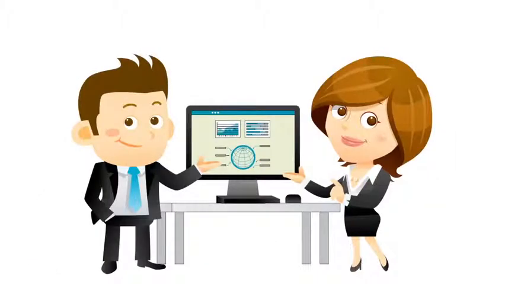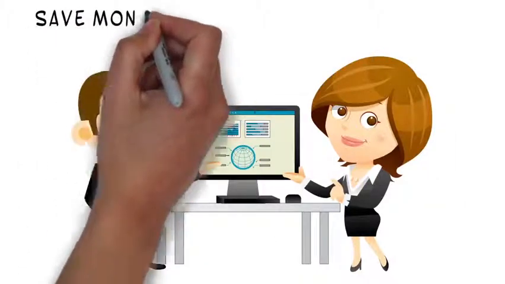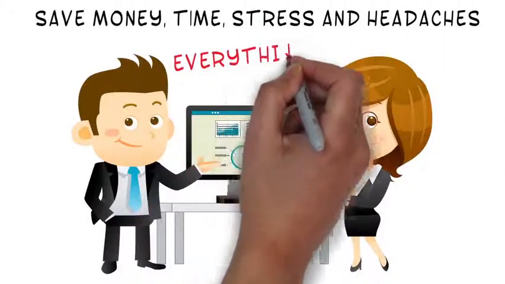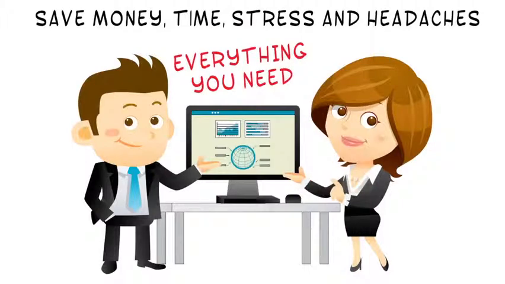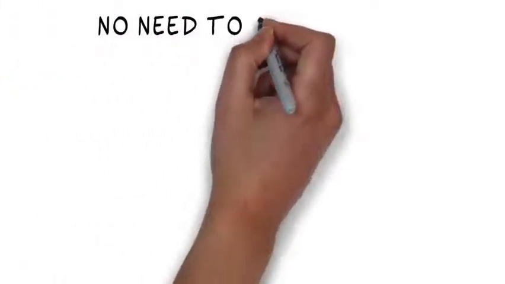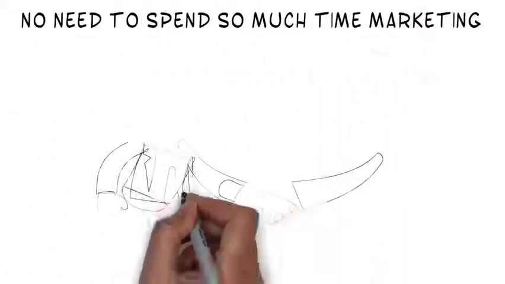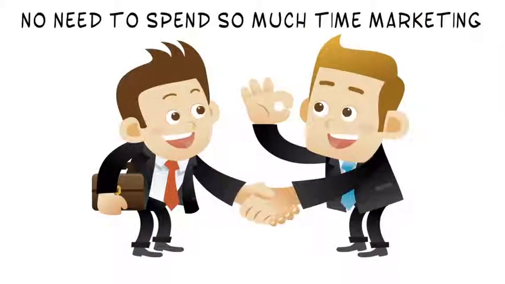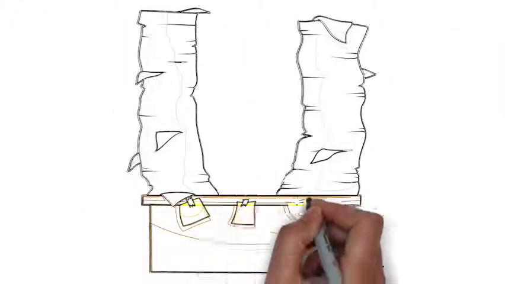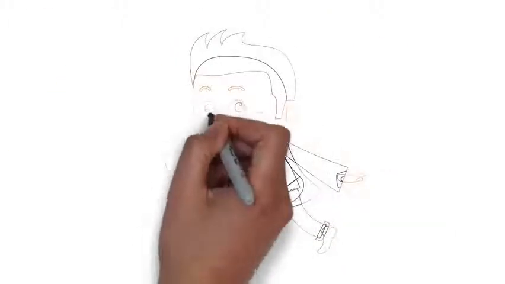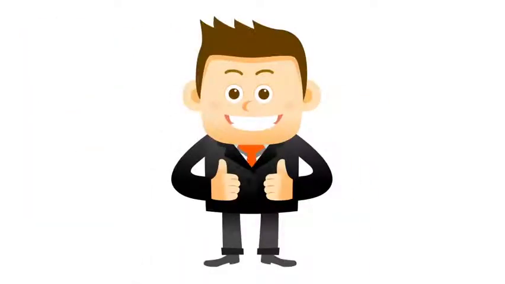MREI is cutting-edge software that simplifies real estate investing and allows you to save money, time, stress, and headaches by putting everything you need to run your business in one convenient package. No need to seek funding because the system connects you automatically with compatible lenders. No need to spend so much time marketing because deals come to you. And best of all, you don't have to spend all of your time researching and trying new things because you can take advantage of the year that we spend doing that for you. And believe me, MREI is as good as it sounds.